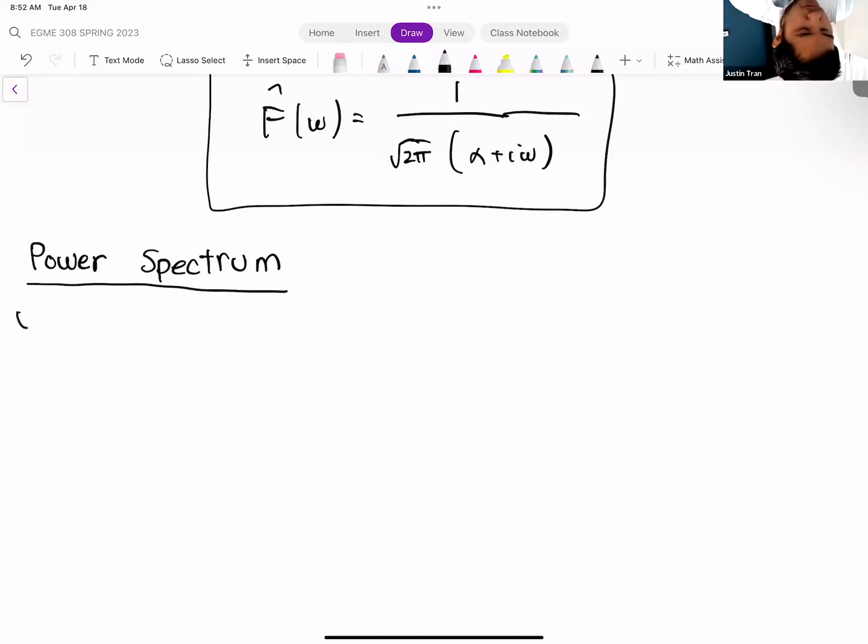Okay, so what is the power spectrum? We talked about this before in Fourier series, but it's worth repeating here, right? The power spectrum is basically something you can get out of the Fourier series or Fourier transform that represents how strong certain frequencies are in a random function or a random signal.